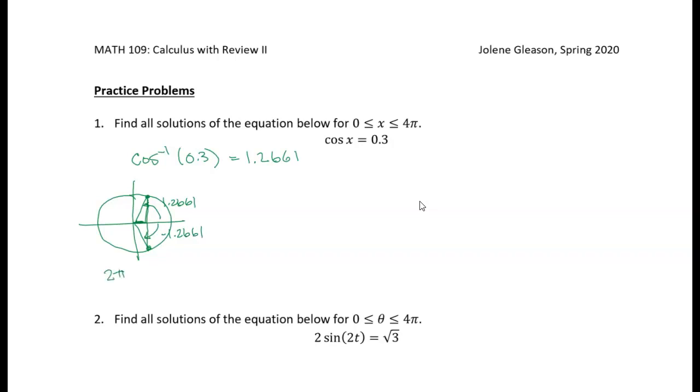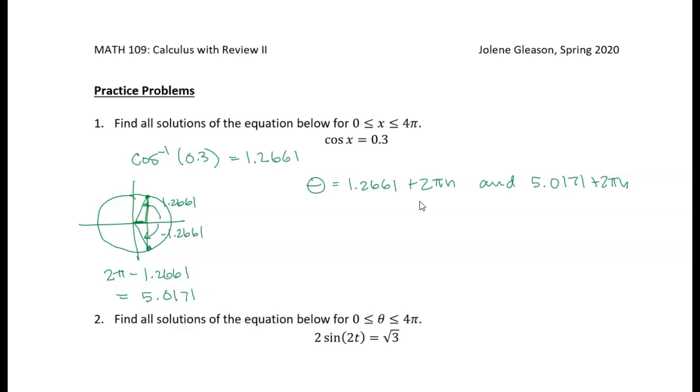Now if I want the positive version, because I'm interested in angles between 0 and 4 pi, I can find the positive version of that angle by subtracting 1.2661 from 2 pi. That gives me 5.0171. Okay, so that's the first two positive angles. In general, our solution is going to be 1.2661 plus 2 pi n, and the other one, which is 5.0171 plus 2 pi n.